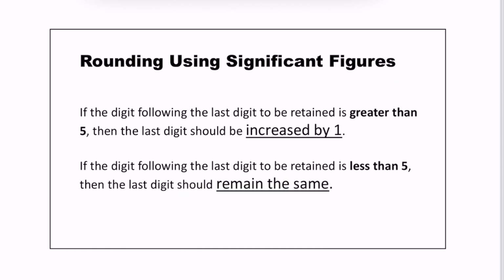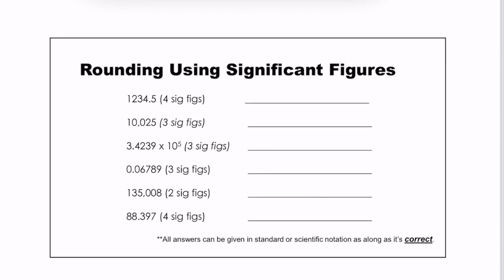So now I'm going to show you how to round. If we're rounding using significant figures, hopefully you've known this already. If the number that comes after the number you're rounding is greater than 5, you go up by 1. And if it's less than 5, then we round down. Like I said, the sig figs tell us how many numbers to round.